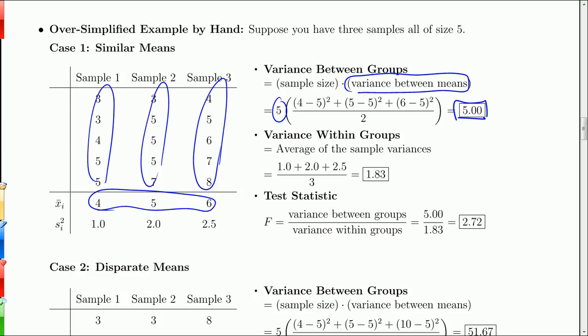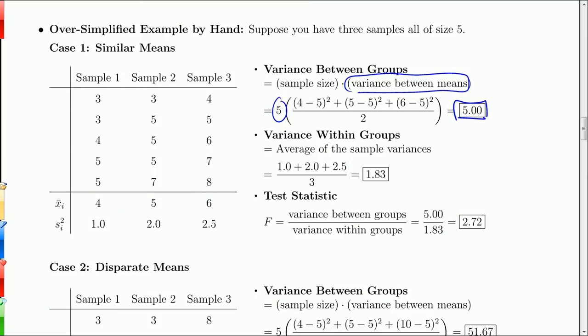If you look at the variance within groups, because the sample sizes are all the same, we're just going to average the 3 variances. So we take 1 plus 2 plus 2.5 divided by 3, the average of the variances. And by the way, these formulas only work because these sample sizes are the same. When the sample sizes are different, the calculation for the variance between groups and within groups is much more complicated than this. But in this nice simple example, the calculations aren't so bad. So we get a variance within groups of 1.83.